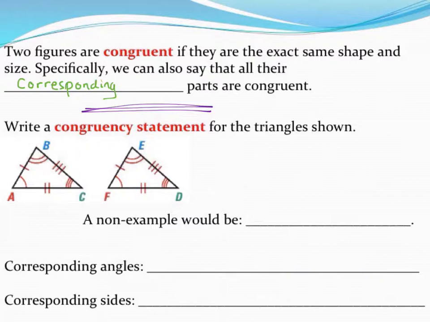triangles that are congruent. Now, I'm going to tell you that these two triangles are congruent, and in another video we'll talk about how we can go about proving that, but for right now just go with me and assume that, yeah, I'm telling the truth, that these two triangles are congruent. The first thing I want to do is write a congruency statement that says the two triangles are congruent to each other.